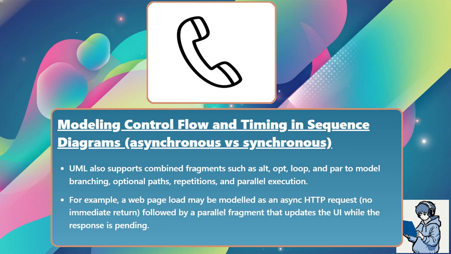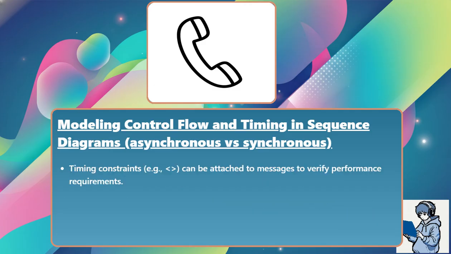For example, a web page load may be modeled as an async HTTP request, no immediate return, followed by a parallel fragment that updates the UI while the response is pending. Timing constraints can be attached to messages to verify performance requirements.